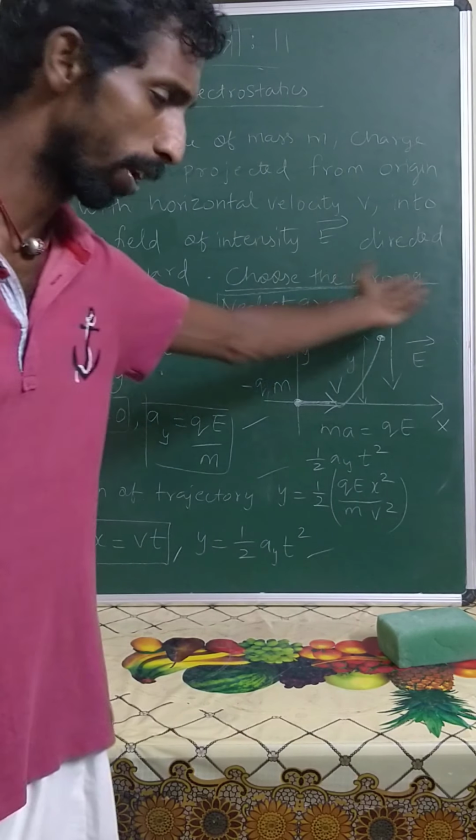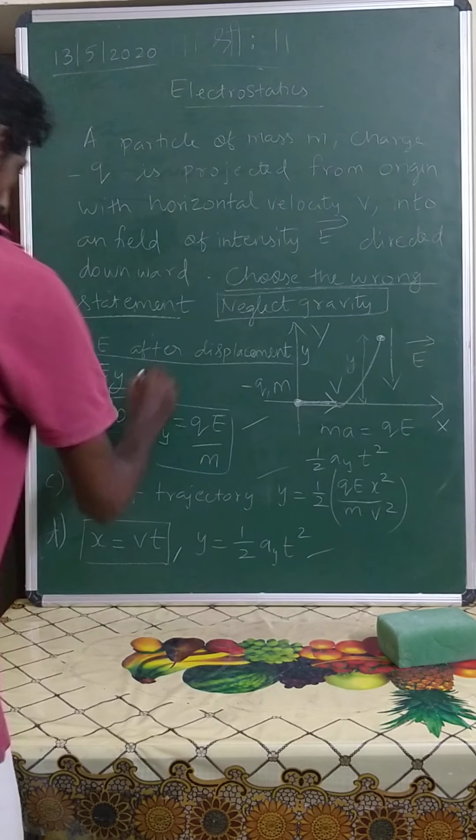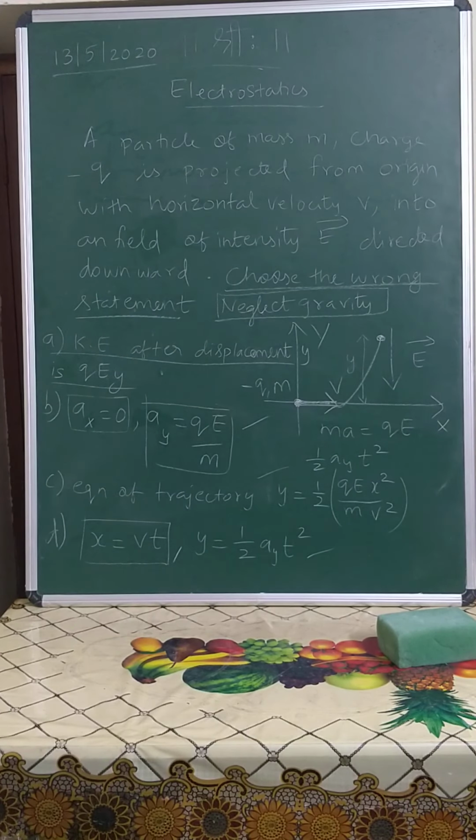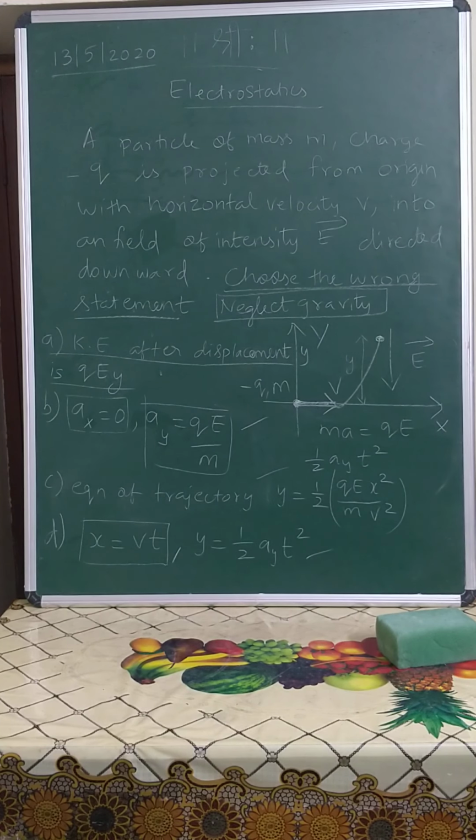But they are asking only for the wrong statement, so option A is the wrong statement out of the four options, because they have given only the kinetic energy along the y-axis. They should provide the kinetic energy along the x-axis also, because on reaching a displacement y, the particle possesses kinetic energy along both the y direction and the x direction. So I think you understood this problem.